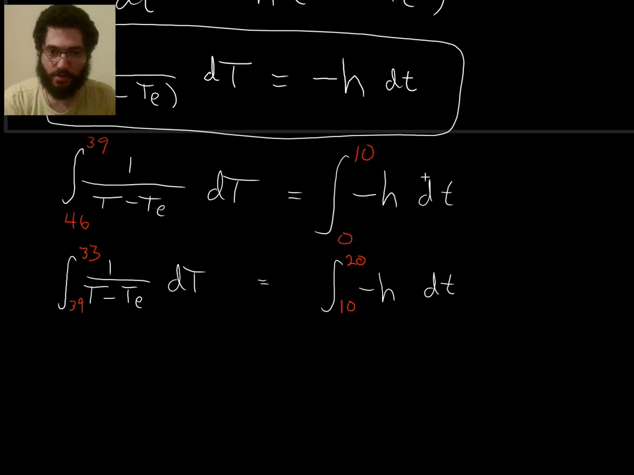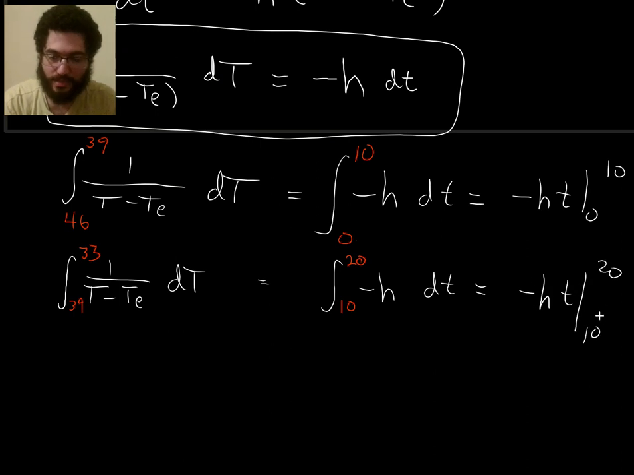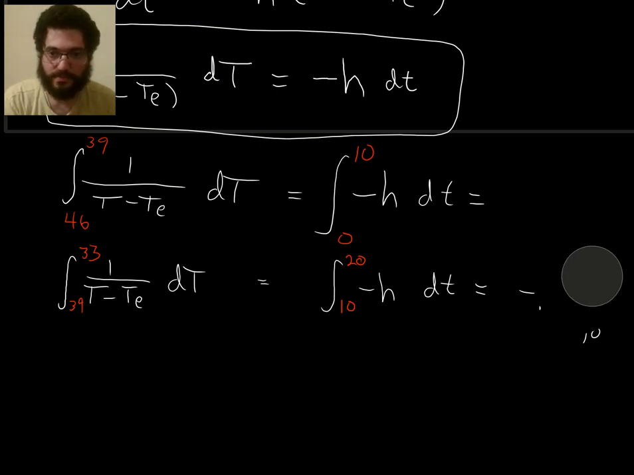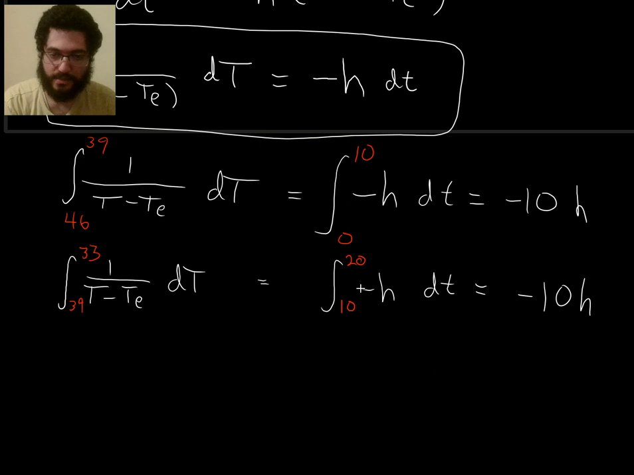All right, so over here, actually the two right-hand sides are the same, because this one is minus hT evaluated from 0 to 10, which will be minus 10h. This one will be minus hT evaluated from 10 to 20, which will also be minus 10h. So I get minus 10h here and here. So that's evaluating this integral and this integral. Now what about these two? So let me work on this one first.